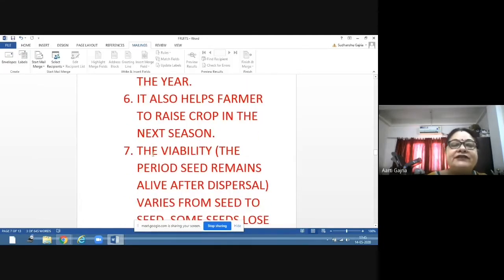Now, the viability. What is viability? You have studied the term earlier also, the viability of the pollen. So viability is what? The period where the seed remains alive after dispersal. Once the seed has been dispersed from the parent plant, the period till which it remains viable, till it remains alive, is called the viability.